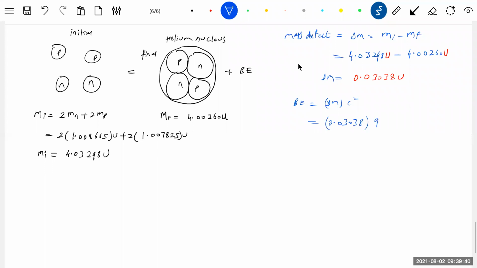Sir, it will be 0.02988, sir. 0.02988. Yes, sir. 931. Anybody? Just the final value, the binding energy.